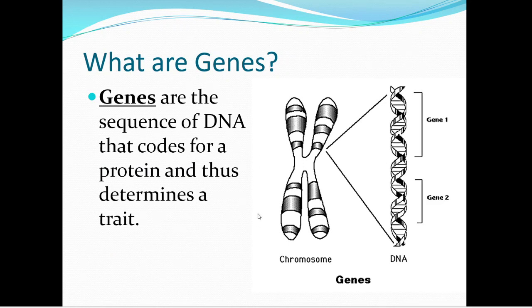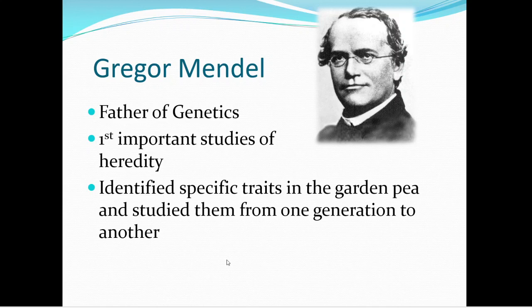And then what are genes? Genes are the sequence of DNA that codes for a protein and thus determines a trait. Remember when we talked about protein synthesis, the codons and the anticodons, those three bases, is what codes for certain proteins that make your hair color the color it is and your eye color the color it is.